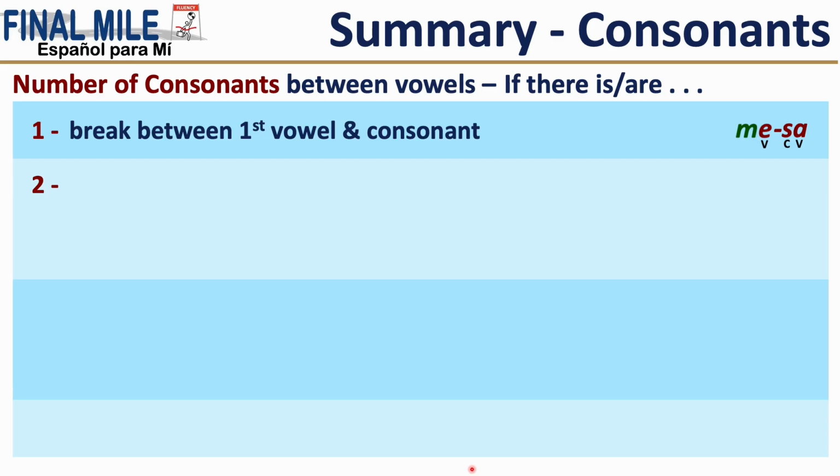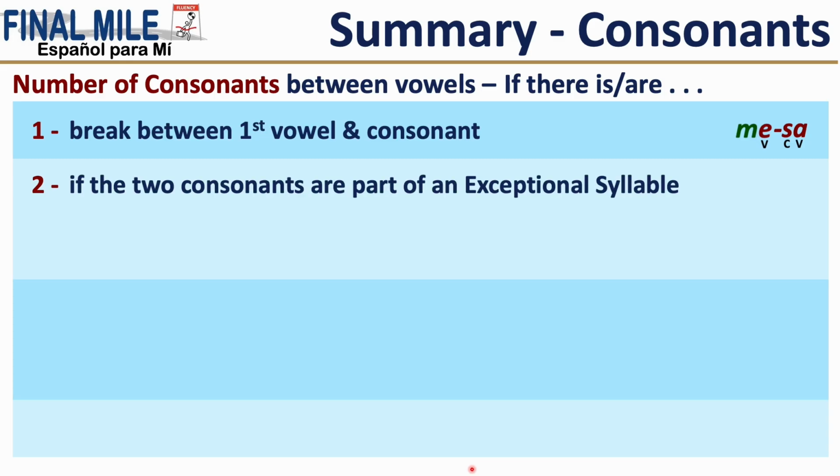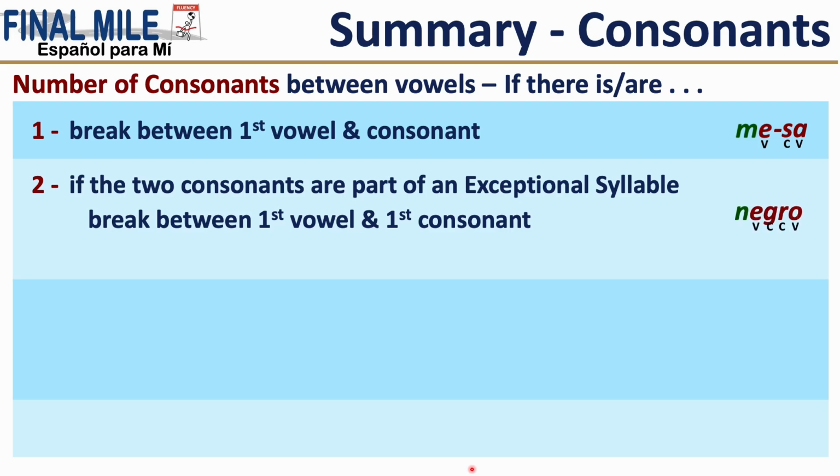If you have two consonants between vowels, you have to ask yourself, is this an exception? If the two consonants are part of an exceptional syllable, remember the ones with an R or an L in between, or CH, double L, or double R? If they are part of an exceptional syllable, then you break between the first vowel and the first consonant because you don't want to break up that exceptional syllable.